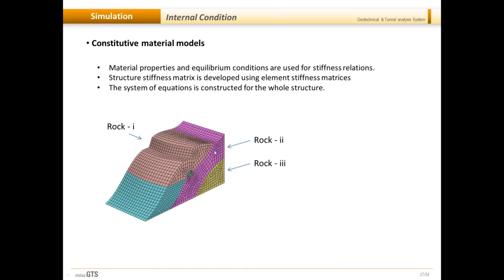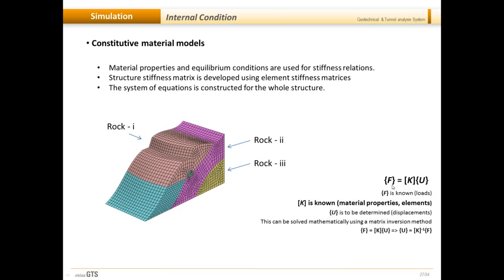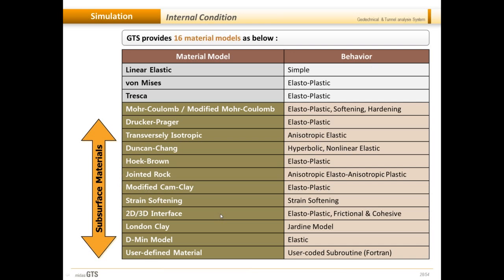So cutting short the technical jargon, I will put it in a very simple manner. We all know this equation, F is equal to K times U. It's a fundamental relation. So when you are defining the constitutive material models, you are actually telling the numerical solver what values would be used for defining the value of K, which is the material properties and the element properties. So that's what you are entering in this step by defining the internal conditions.